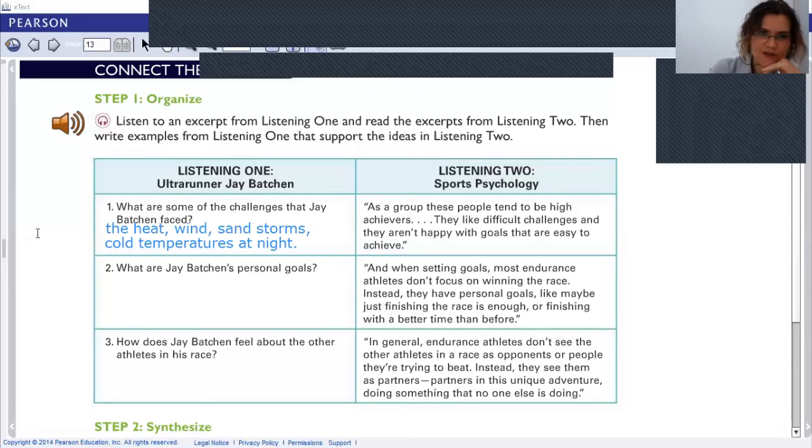Okay, look at that one. So basically, some of the challenges that Jay Bashan faced, what we can read and see are what we heard, but basically in listening 1 were the heat, the winds, sandstorms, cold temperatures at night. Now, if you look at these examples of listening 1 and then look at listening 2, here it says, as a group, these people tend to be high achievers. They like difficult challenges and they aren't happy with goals that are easy to achieve. Now, who of you can tell me how this part is correlated with this part? How are 1 and 2 related or connected?